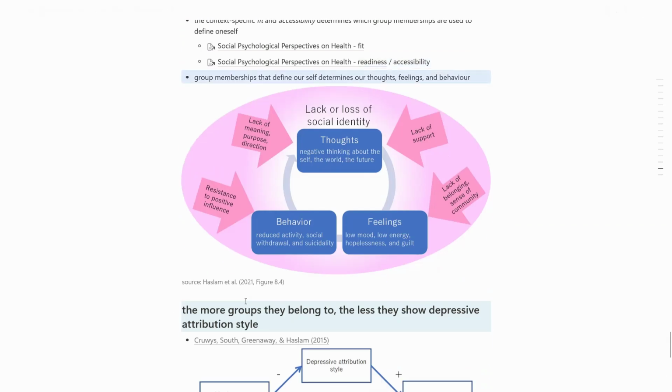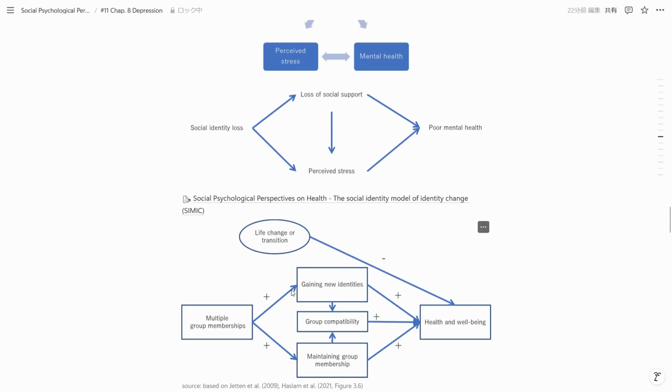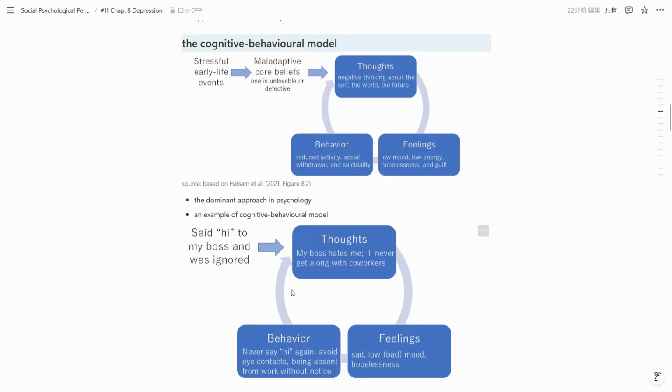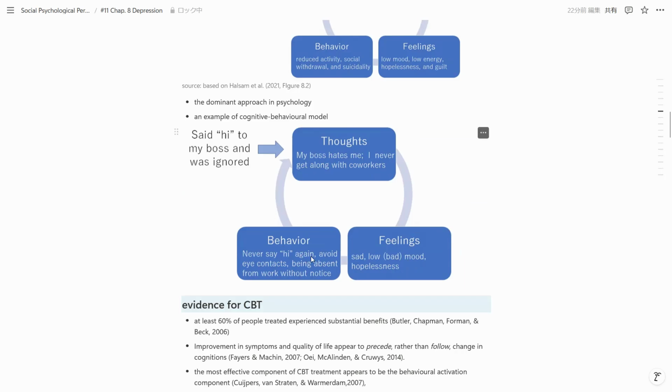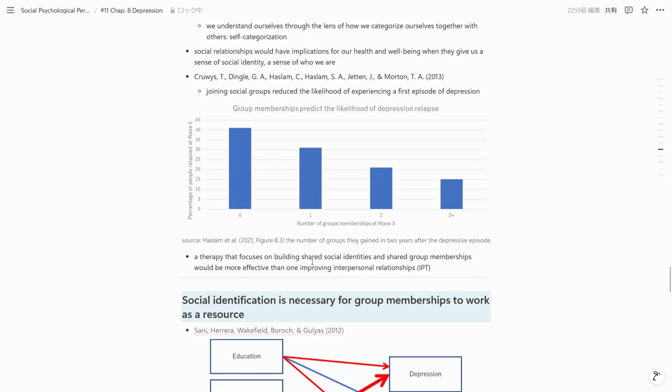And group membership that defines ourselves determines our thoughts, feelings, and behavior. This is something I have been talking about since chapter 1, right? Psychology, how we think and feel, determines how we behave. But our psychology is influenced, or basically determined, by groups we belong to, by social identities we have. So this is the figure we have seen when I talked about the cognitive behavior model, right?